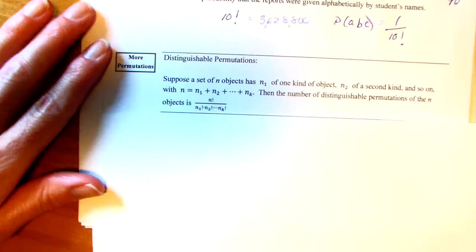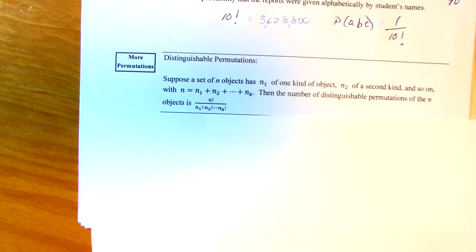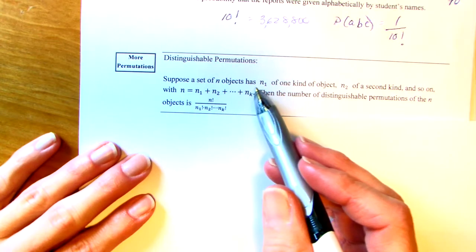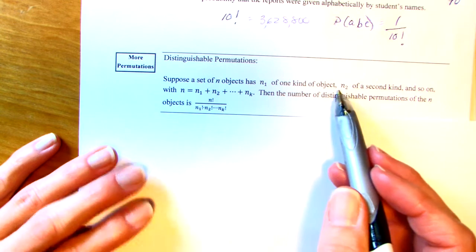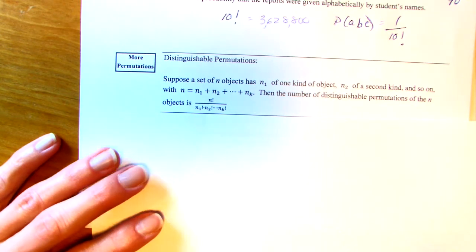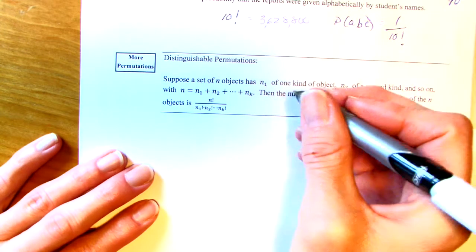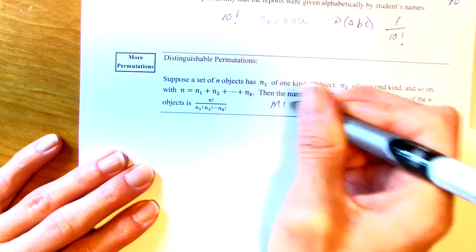Okay, now distinguishable permutations. This wasn't actually in your section, but I think it is important. So suppose you have a set of n objects, and n sub 1 of one kind, n sub 2 of another kind, etc. So, meaning, let's say you wanted to arrange the letters of the word Mississippi.